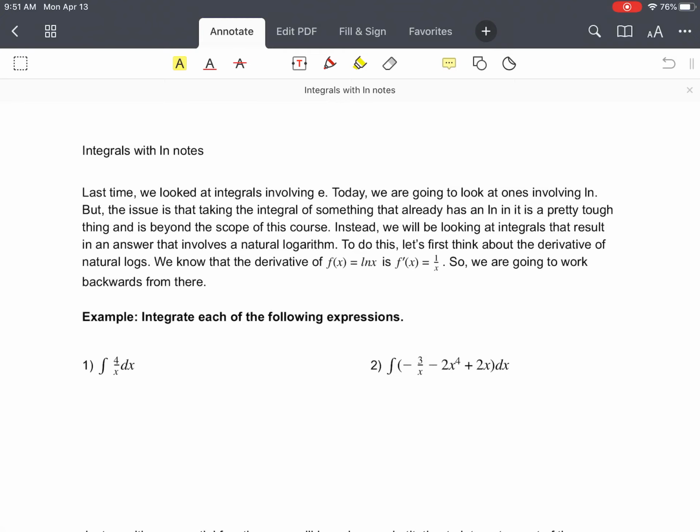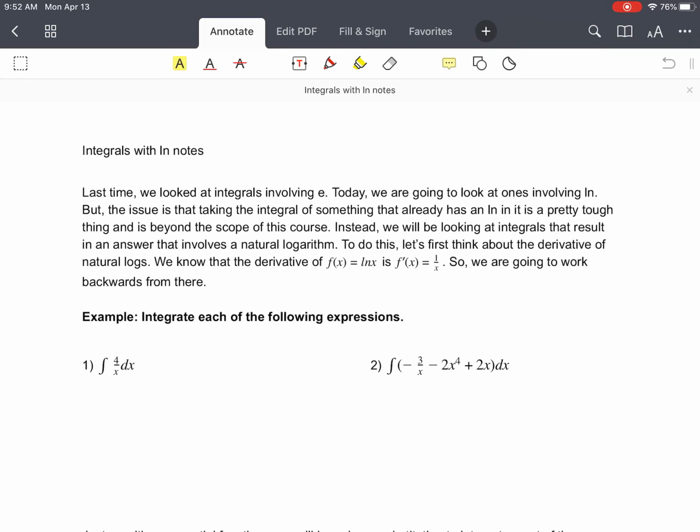So today we are going to talk about integrals with ln, and then we are done with our integrals in the e unit. Next time we will just have a review summary worksheet that takes the place of our test, and we're going to call it good. So today, though, we are looking at our final thing, which is the integrals of natural logs.